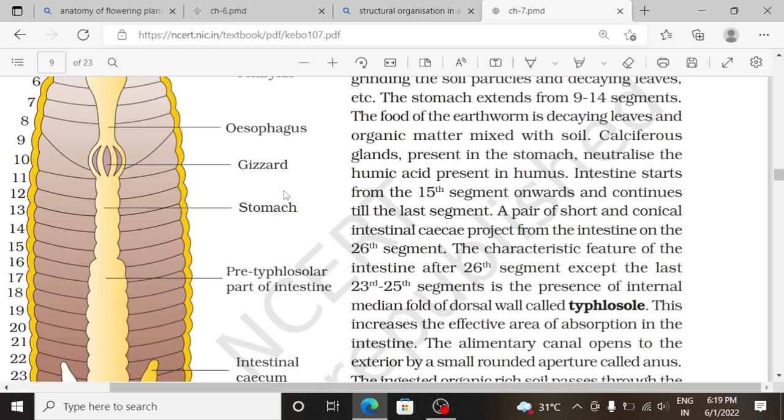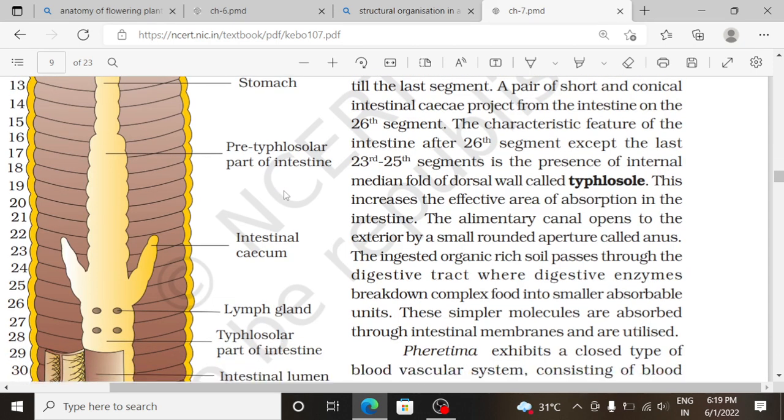The characteristic feature of the intestine after the 26th segment, except the last 23rd to 25th segments, is the presence of an internal median fold of the dorsal wall called the typhlosole. This increases the effective area of absorption in the intestine. The alimentary canal opens to the exterior by a small rounded aperture called the anus. The ingested organic rich soil passes through the digestive tract where digestive enzymes break down complex food into smaller absorbable units. These simpler molecules are absorbed through intestinal membranes and are utilized.